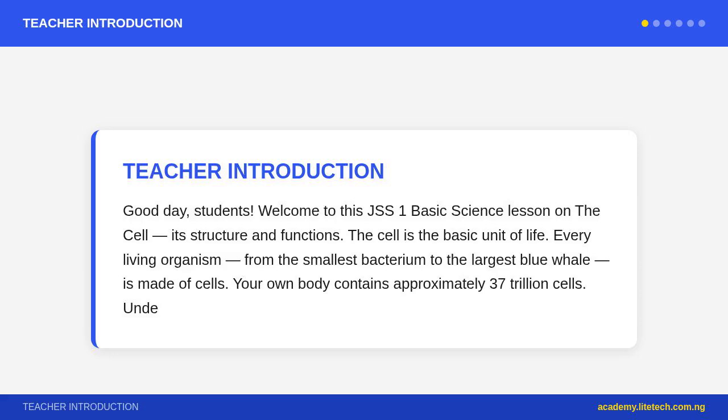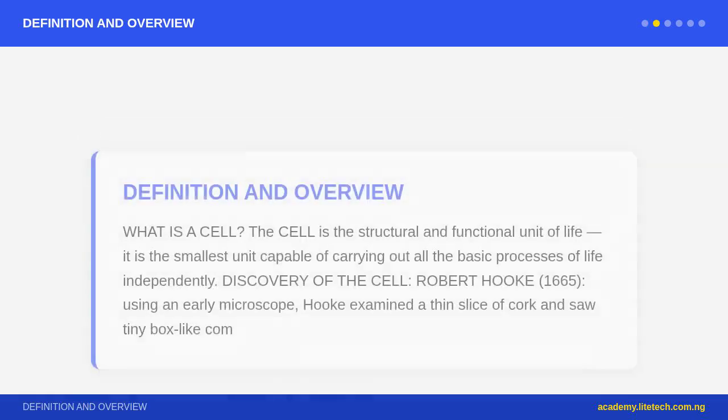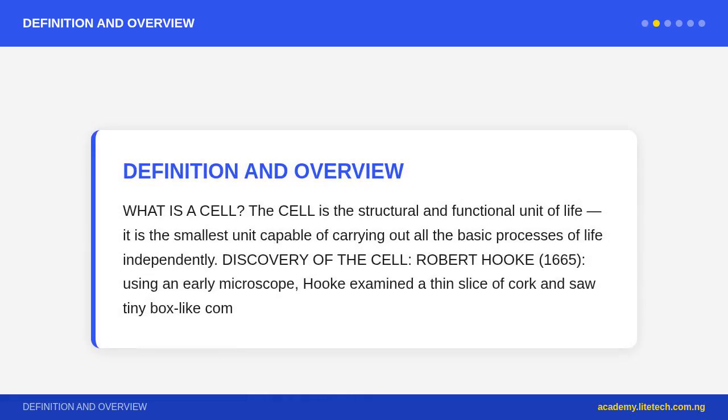Cell theory, Schleiden and Schwann, 1838–1839. 1. All living things are made of one or more cells. 2. The cell is the basic unit of life. 3. All cells come from pre-existing cells. Virchow, 1855, Omnes cellula e cellula.